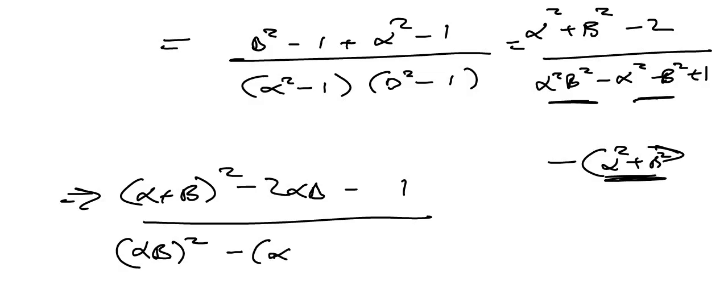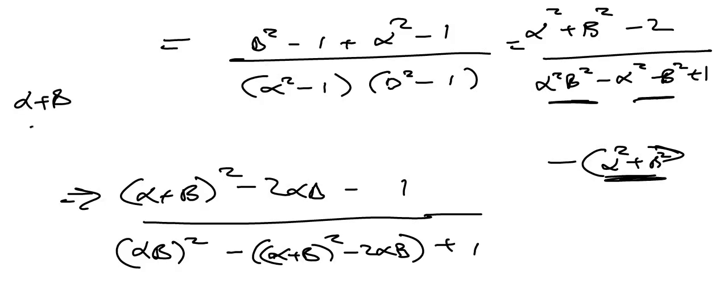It's alpha plus beta squared minus 2 alpha beta. Then there's a plus 1 at the end, so that we know what this is. You know what alpha plus beta is. You know what alpha times beta is. So then you do your replacements. So this is how we handle questions that have to do with alpha and beta.